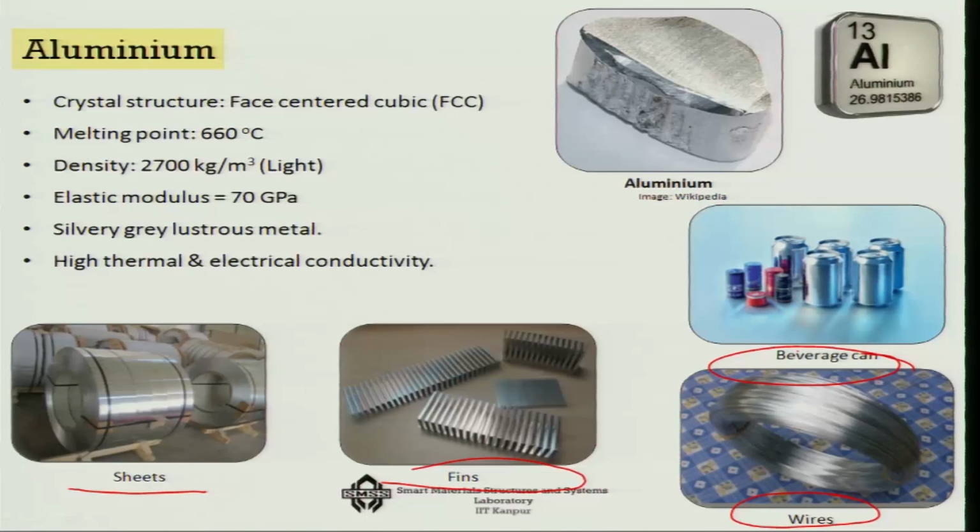Aluminium has a face-centered cubic, FCC, crystal structure with a melting point of about 660 degrees. Density is very light, 2700 kg per meter cube. Compare it with steel, which is something like 7400 kg per meter cube. So, it is about one-third the density of steel. The elastic modulus is of course lower, 70 GPa; steel has a much higher elastic modulus. In color it has a silver-grey luster and it has high thermal and electrical conductivity.